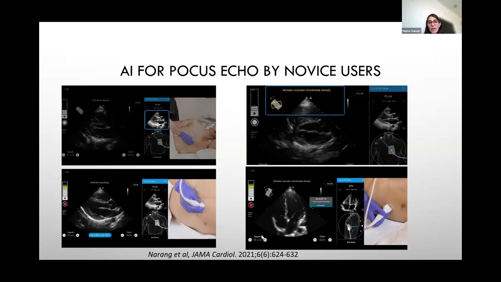And since we now have AI algorithms that do automated EF calculations, these POCUS probes are also embedded with those algorithms. So with these very basic images obtained by a novice user, basic calculations like an ejection fraction can be easily done.